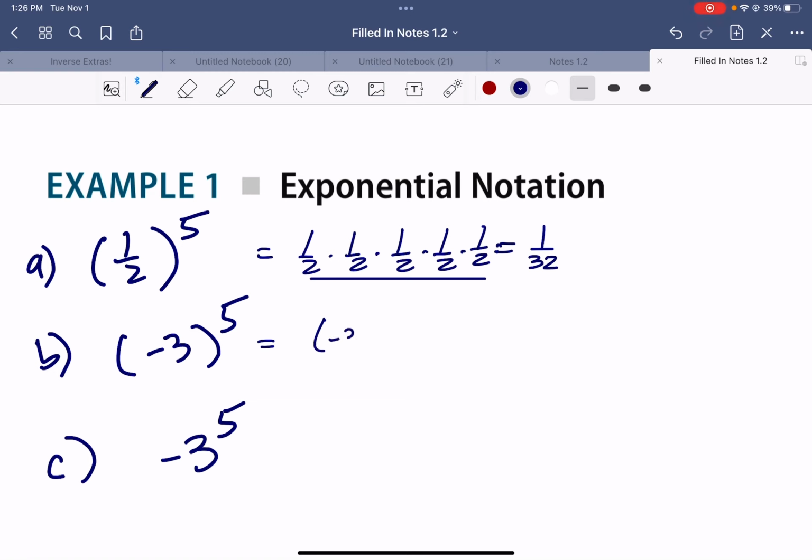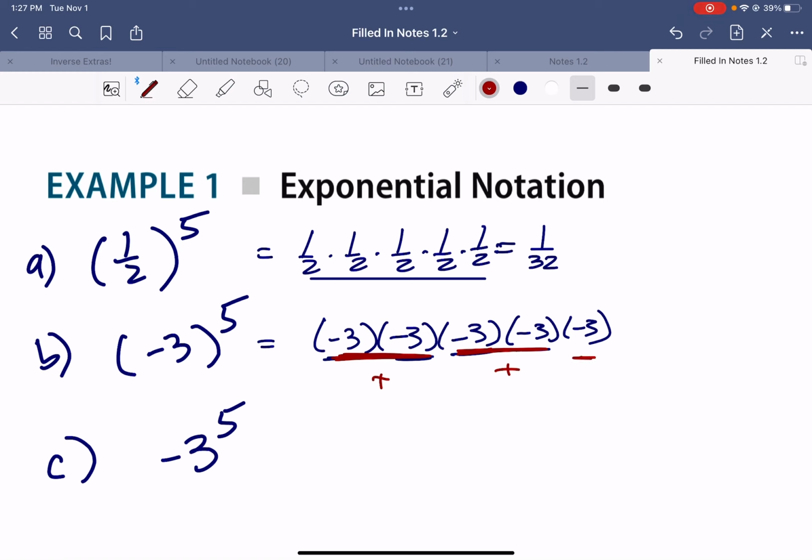Negative 3 to the fifth, that's going to be -3 again, times itself 5 times. But the thing to notice is every time we pair up two negatives together, it's going to make a positive. These two negatives make a positive, but then we have one negative left over. So that means I know this number is going to be negative. Anytime you have a negative raised to an odd power, it's always going to be negative. But then 3 times 3 is 9. 3 times 3 is 9. So really that's 81 times 3, which is going to be 243.